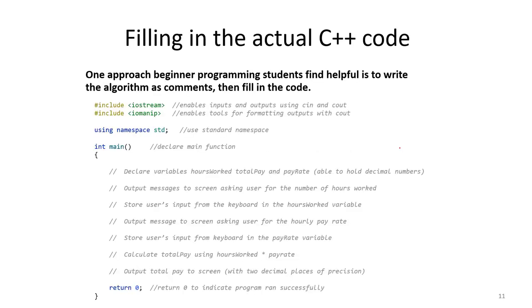Another strategy that is helpful for beginning programmers is to write the algorithm as comments in your program. We'll demonstrate this a little later, but you can see that if you break down your algorithm into comments, then it can help guide you through the programming process. And it can make it a little bit easier to implement that program and follow what's happening.